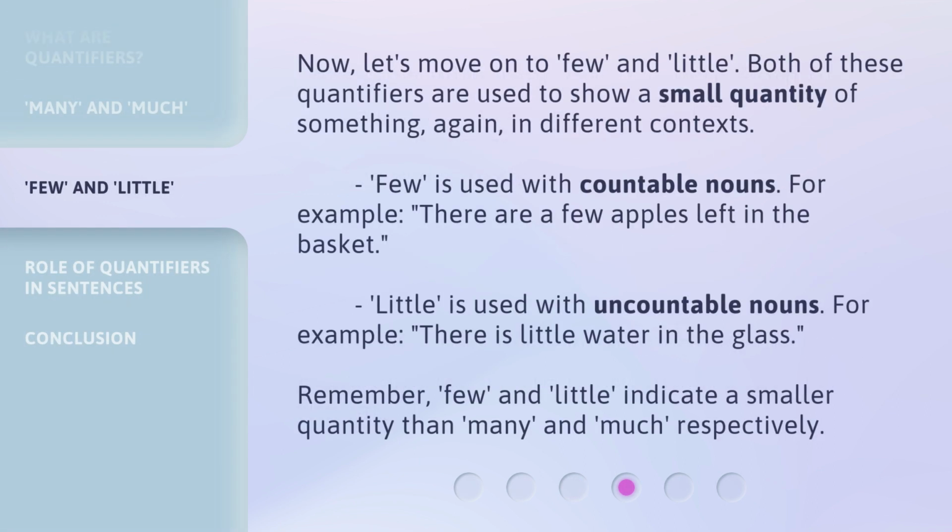Now, let's move on to few and little. Both of these quantifiers are used to show a small quantity of something, again, in different contexts. Few is used with countable nouns. For example, there are a few apples left in the basket. Little is used with uncountable nouns. For example, there is little water in the glass. Remember, few and little indicate a smaller quantity than many and much, respectively.